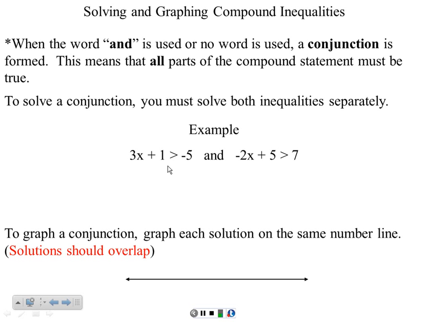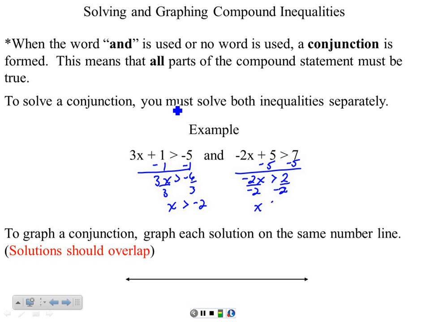All you have to do is solve each problem separately. So we would minus 1 from both sides, and we'd have 3x greater than negative 6, and divide both sides by 3, and so we'll have x is greater than negative 2. The one on the right, if we minus 5 from both sides, we'll have negative 2x is greater than 2, and if we divide by negative 2, we'll have x is less than negative 1.